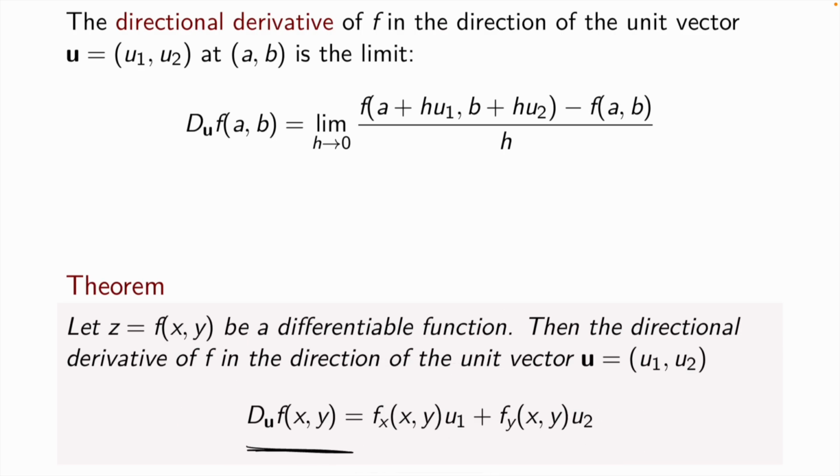Essentially, all we need is a unit vector in the direction that we want the derivative, and we know how to make any vector unit, right? So we know how to normalize a vector, and we need also the partial derivatives of the function.